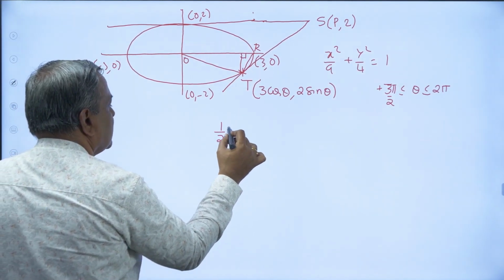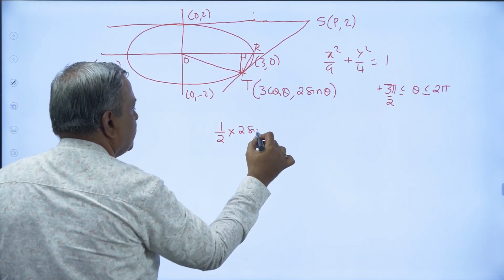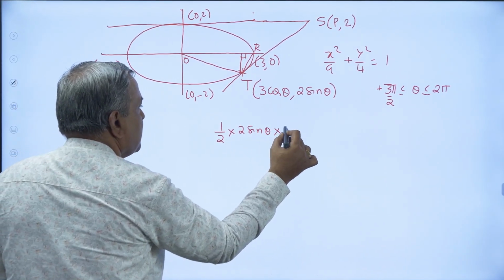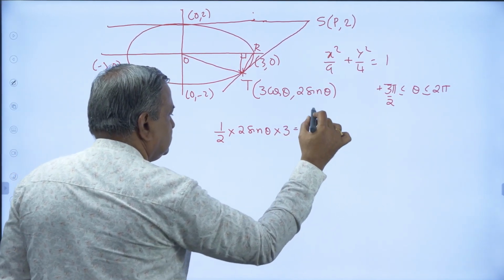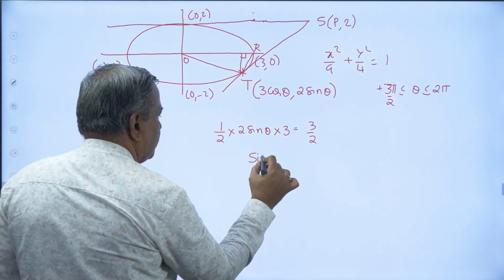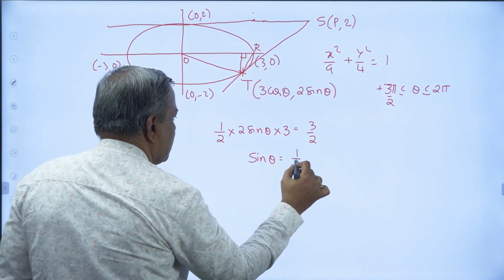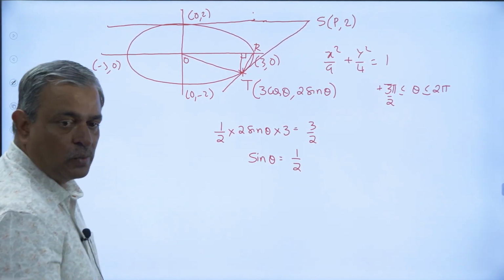Half into, what is this height? 2 sin theta into the base, which is 3, is equal to the given 3 by 2. So what do we get now? Sin theta is equal to 1 by 2. Clear? Sin theta is equal to 1 by 2, we got it.